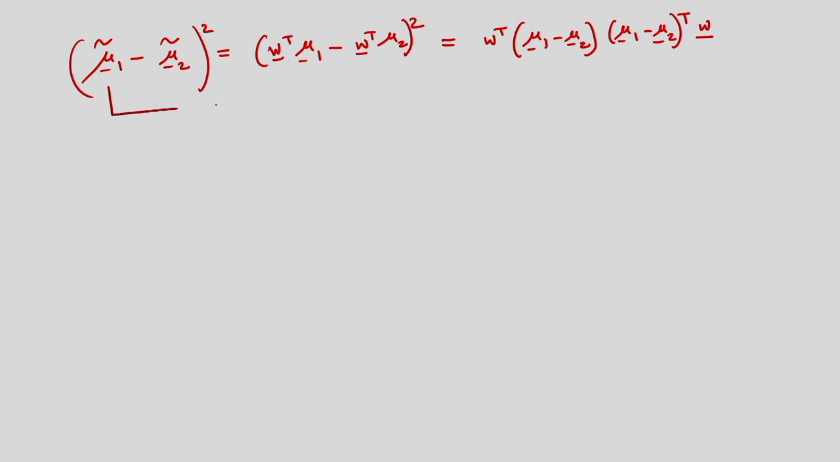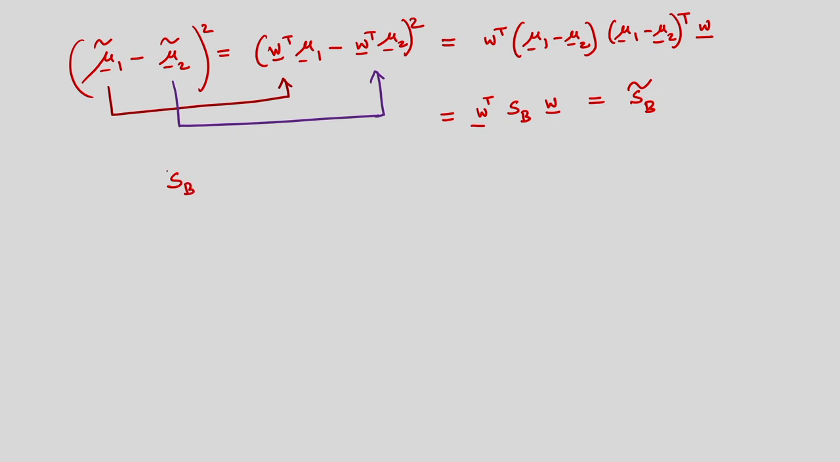In this case, mu 1 tilde is nothing but W transpose mu 1, and mu 2 tilde is nothing but W transpose mu 2. Corresponding to this we will be getting W transpose SB W, and that is called SB tilde, which is called the between class scatter.